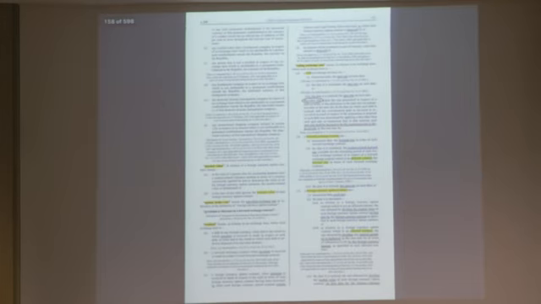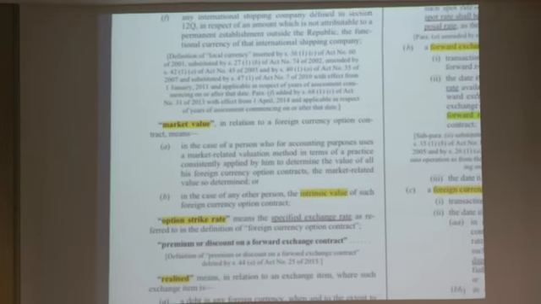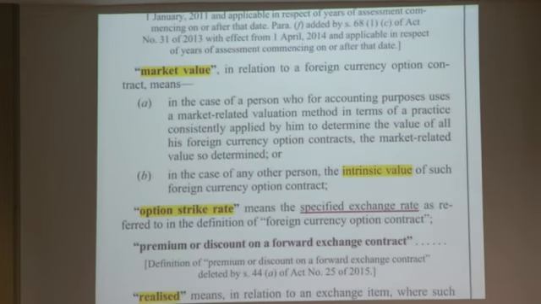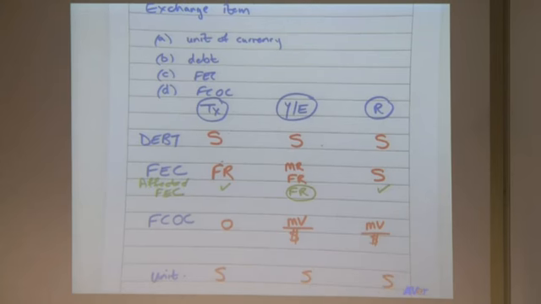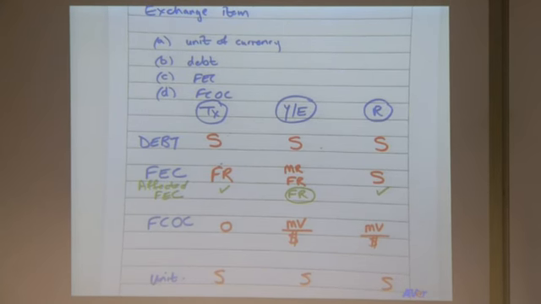Okay, we'll get to the provisos and all those rules now. On the left-hand side of that page, we have a definition of market value. If you use it for accounting purposes, you can use a market-related value that you determine for your accounting methods, or in any other case, we're going to use the intrinsic value. So every time I see market value, I have to go to the market value definition, but then that refers me to the intrinsic value definition.